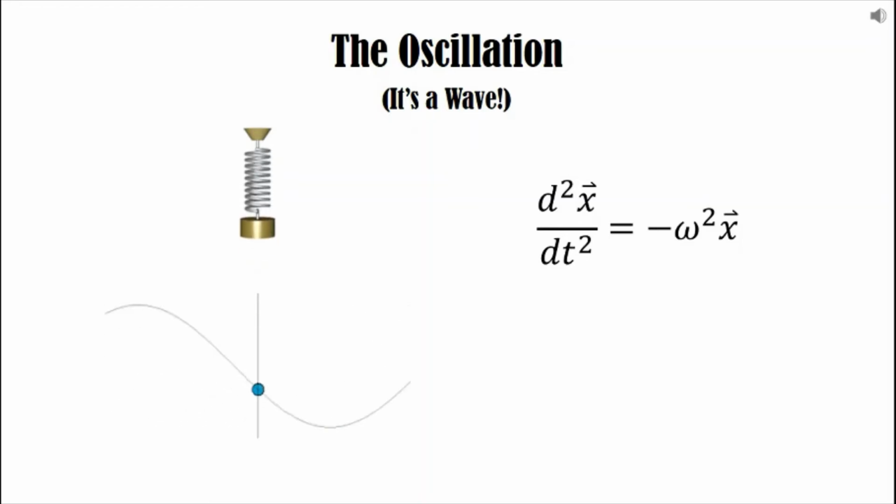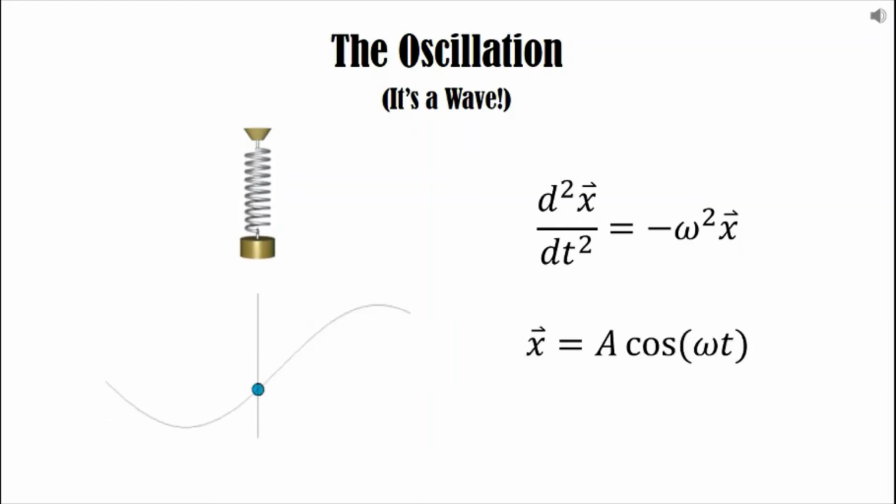Now, while this looks kind of nasty, it's actually not that bad for us. The solution to it is actually pretty nice. It just says that the position in the vertical x dimension for the end of the spring or any wave depends on a cosine wave. So we end up justifying that the wave equation above gives us some kind of a sinusoidal wave.